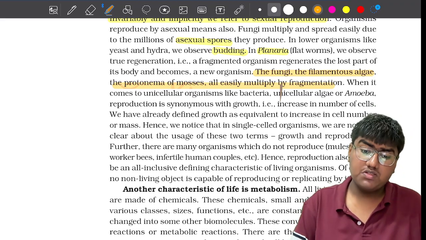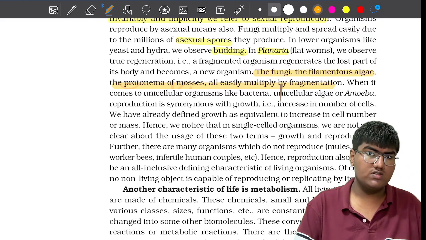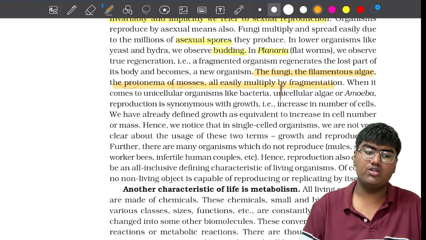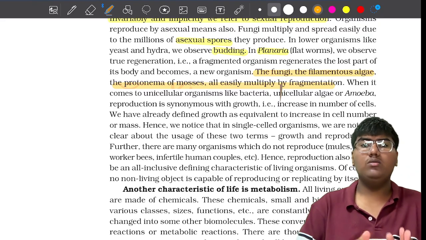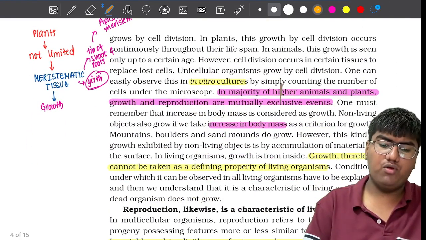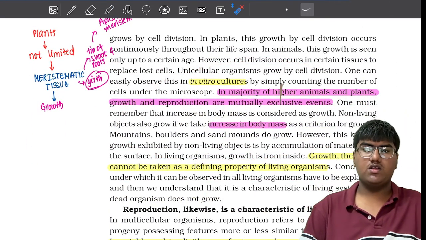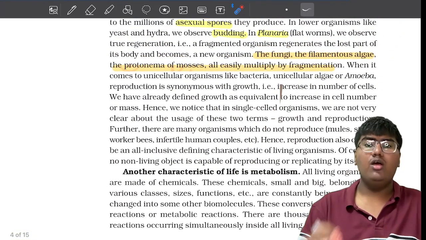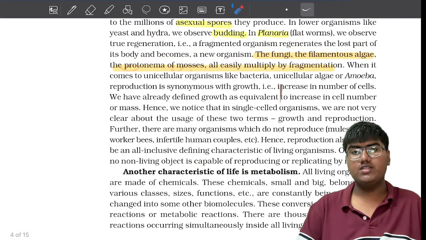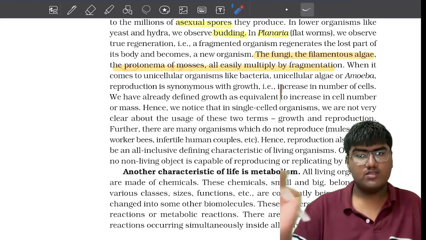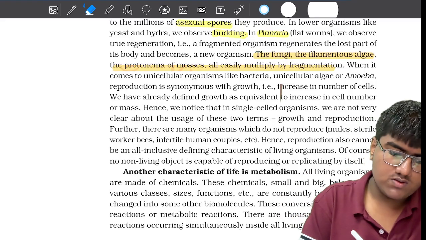When it comes to unicellular organisms like bacteria, unicellular algae, or amoeba, reproduction is synonymous with growth. As we studied above also, reproduction and growth are almost synonymous in unicellular organisms. This is also important. Whereas in multicellular organisms, it is a mutually exclusive event. So this is also one more statement.